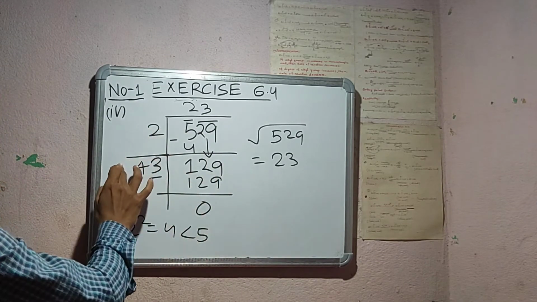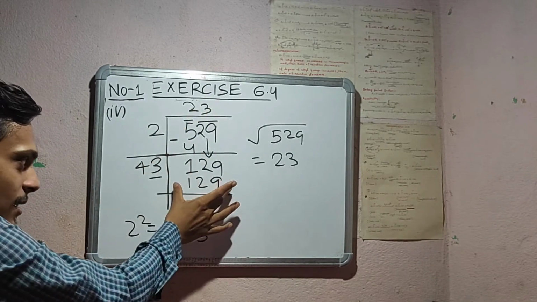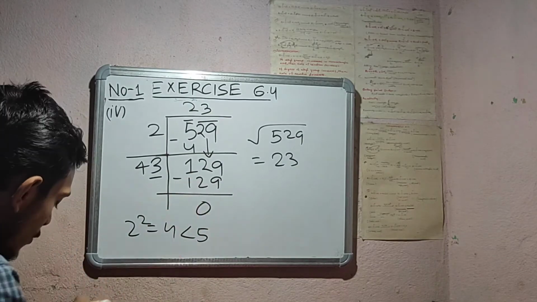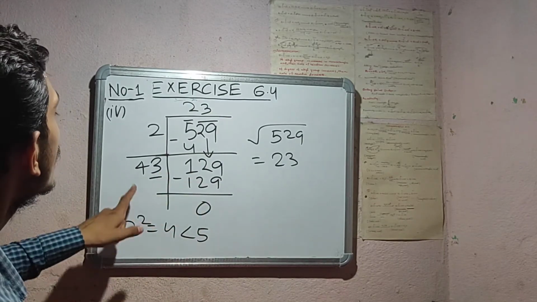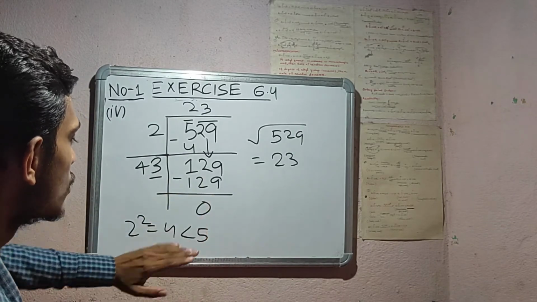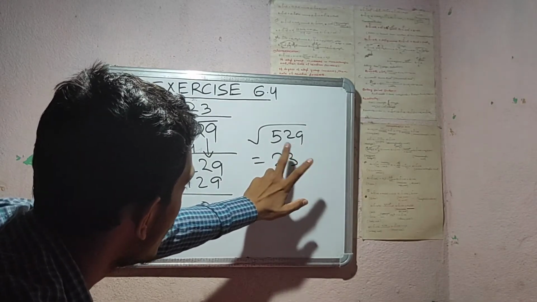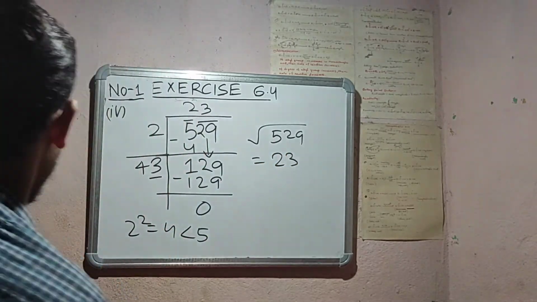Then double the divisor, that is 4, and put such a number that the multiplication is the same as or less than this number. So I put 3 and got the same result, that is my remainder will be 0. So after the remainder is 0, the quotient is my square root. Clear? So the square root of 529 is 23. Okay, clear?